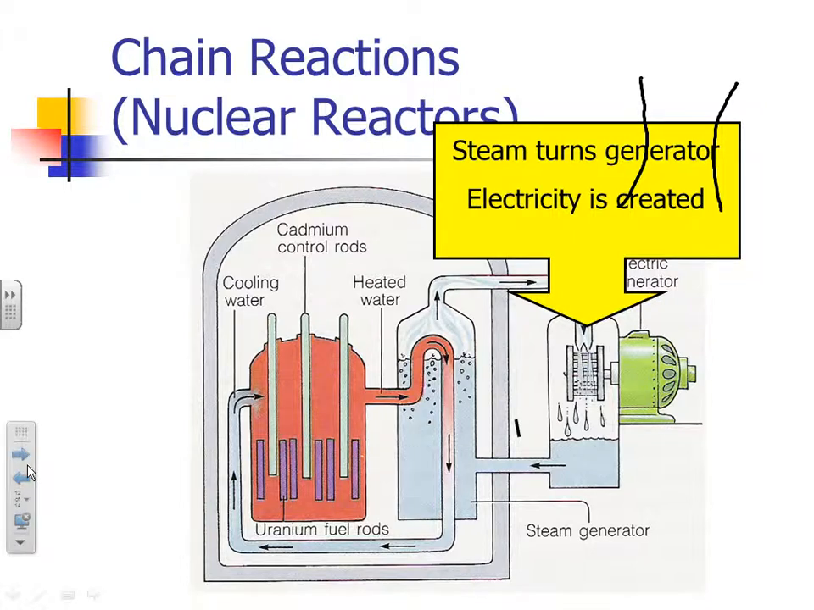It turns a coil of wire in a magnetic field, and when you turn a coil of wire in a magnetic field, you create a current. And that's what a nuclear power plant does.